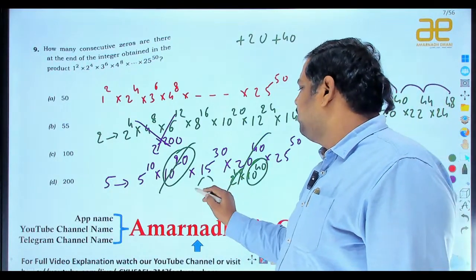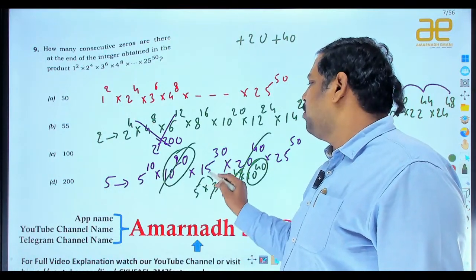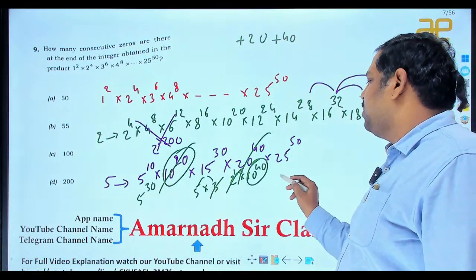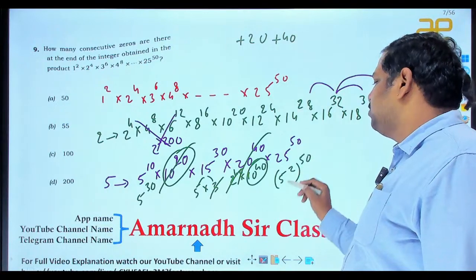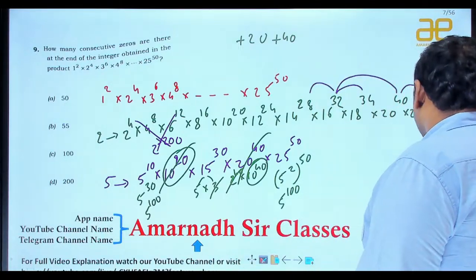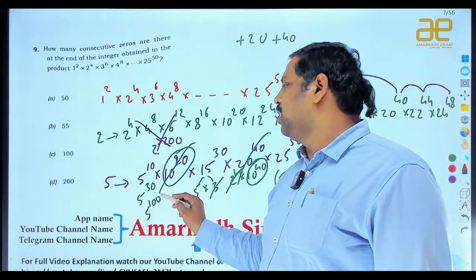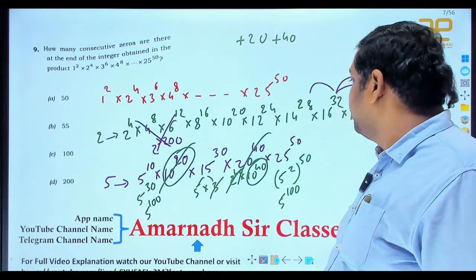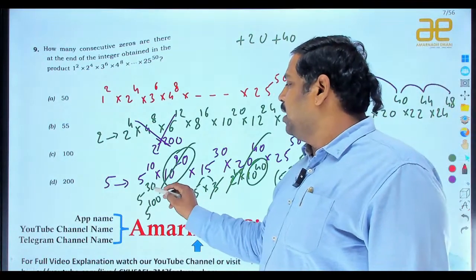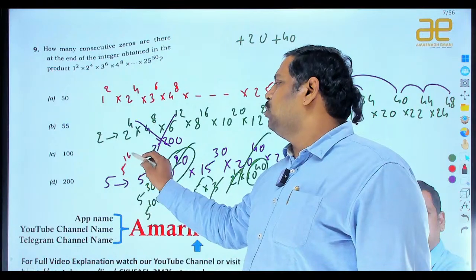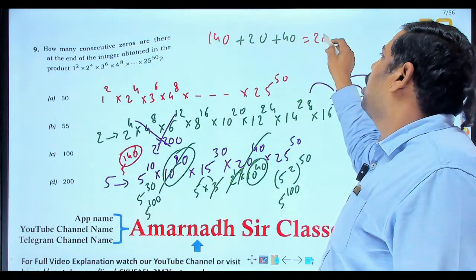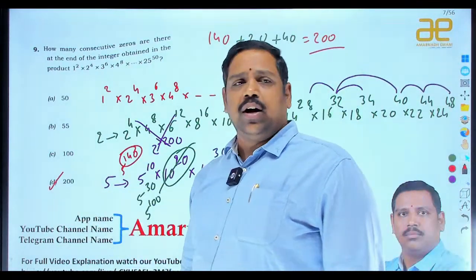Now 15 means 5 into 3, where 3 is not required. So 5 power 30. The earlier one was 5 power 10, the next one is 5 power 30. Now this is 25. 25 means 5 squared, power 50, so simply I can say it is 5 power 100. So we have 5 power 10, 30, 100, which gives 140. Since the powers of 5 decide the answer, you will get 140 zeros, and additionally 60 zeros. Altogether how many zeros will you get? 200 zeros at the end. So the answer is D. Hope you understand.